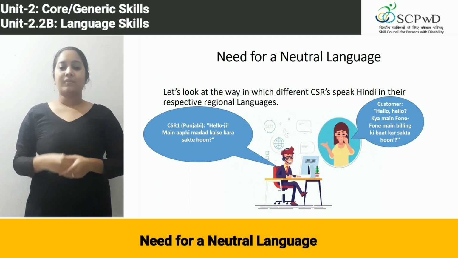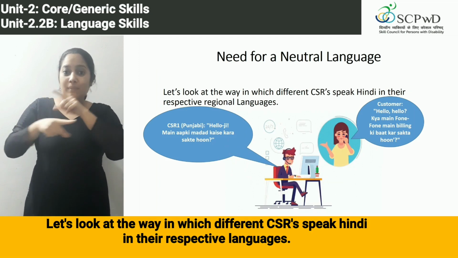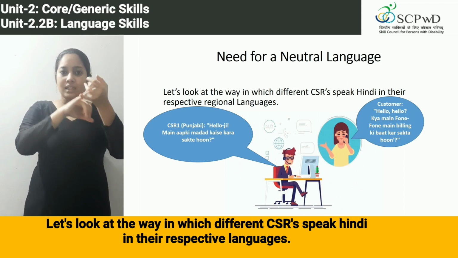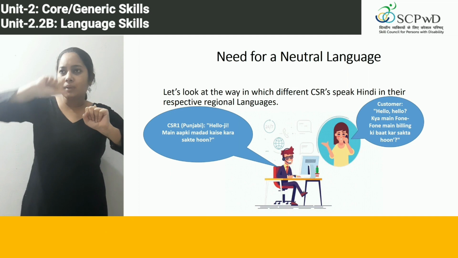Need for a neutral language. Let's look at the way in which different CSRs speak Hindi in their respective regional languages.